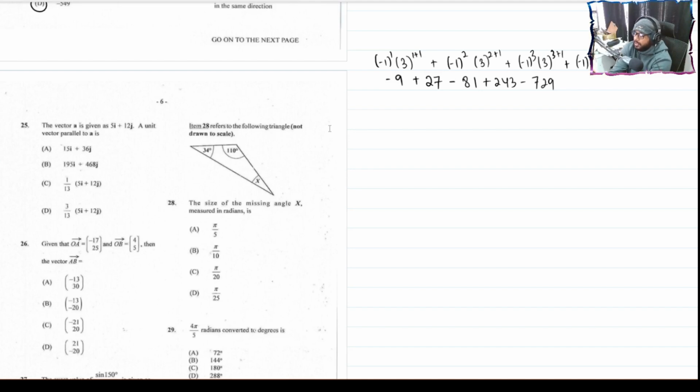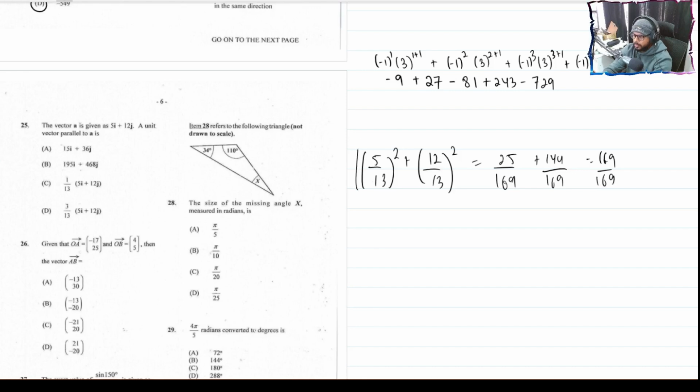So let's just check and see what the size of the vector C is. The size of the vector C is going to be the i component squared plus the j component squared, which is going to be 5 over 13 squared plus 12 over 13 squared. 25 over 169 plus 144 over 169, and we get 169 over 169, and it's going to be the square root of all of these numbers, which is the square root of 1, so the answer is C.